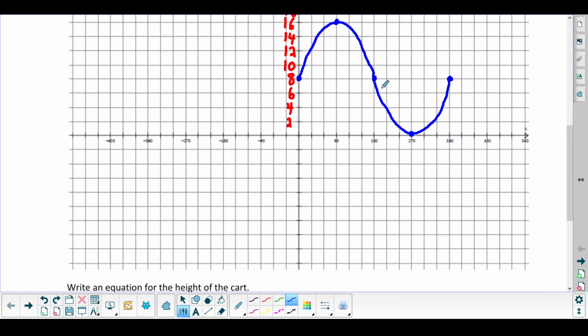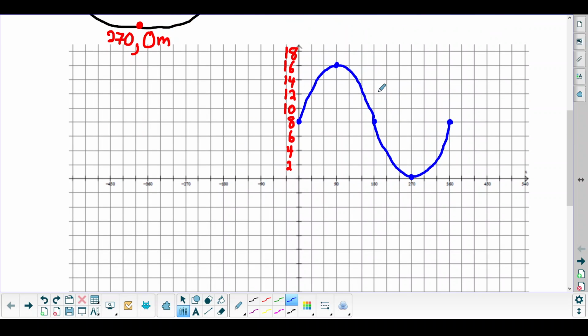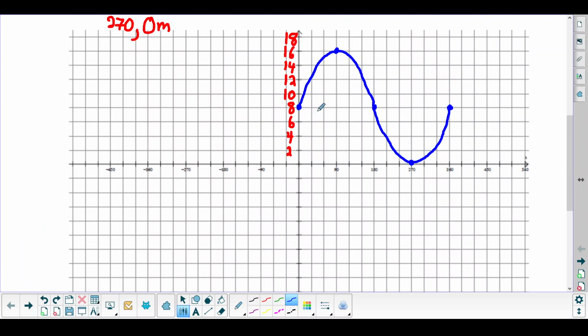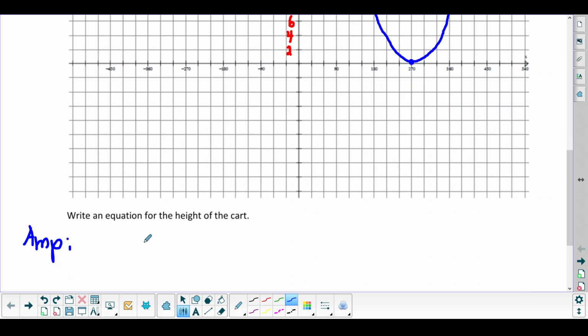And the next part of the question is to write an equation for the height. So let's look at this and talk about how we're going to write an equation from it. Well, let's talk about the amplitude first. The amplitude is the distance from the center to the top or bottom, or the maximum minus the minimum over 2. So it goes from 16 to 0, just a difference of 16 divided by 2 is 8. And you'll notice that the amplitude is also the radius of the circle.